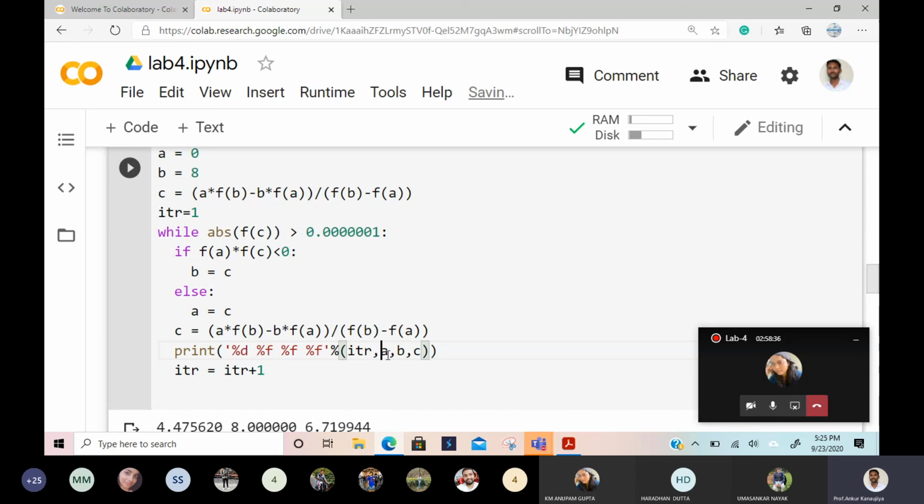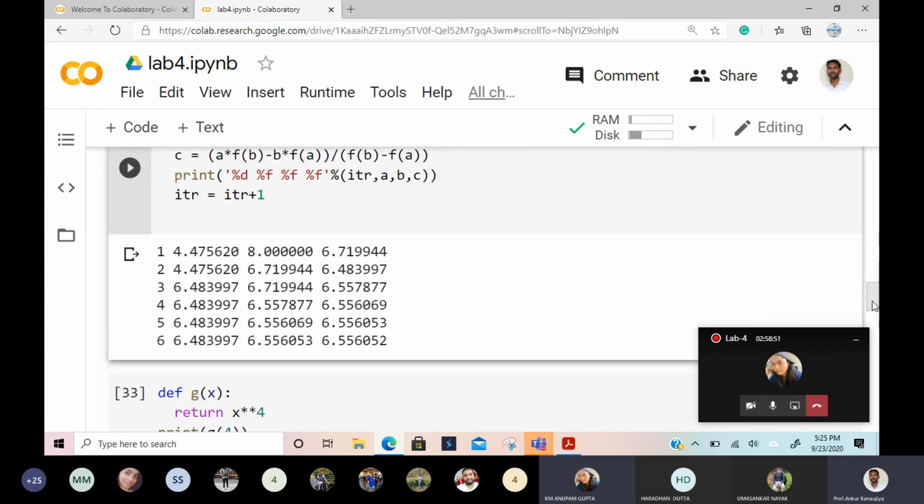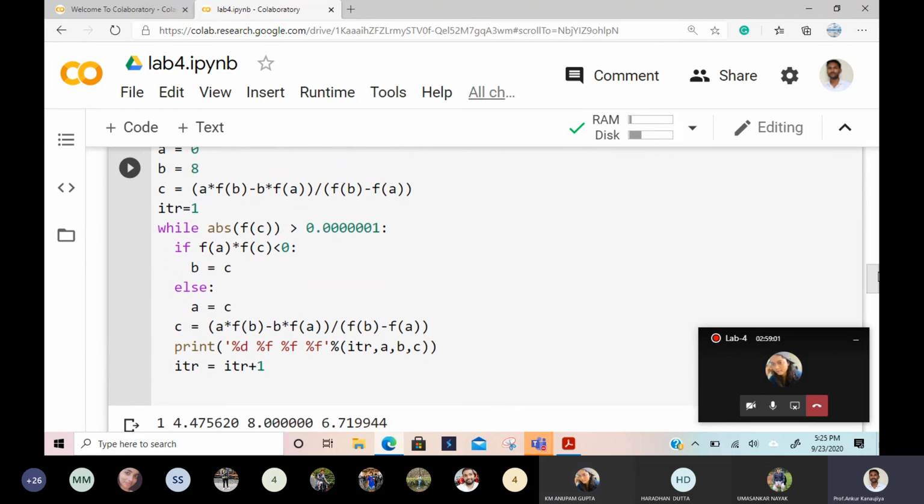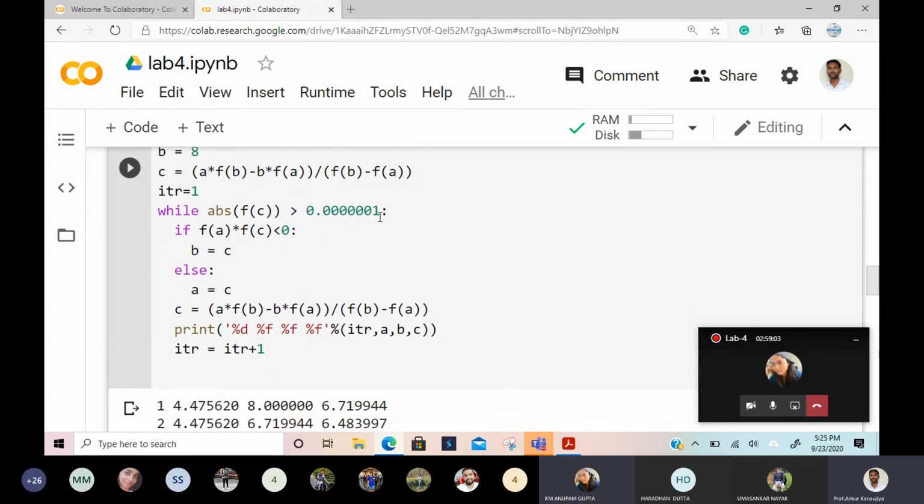So I'm printing iteration, A, B, C. Here I wrote D because it is an integer. These are not integers, these are real numbers, some decimals, so that's why percentage F. If you run, it will take only 6 iterations. That means the formula is applied only 6 times, and you will get the answer with error less than 10 to the power minus 6. That means your answer is close to the root with this accuracy.